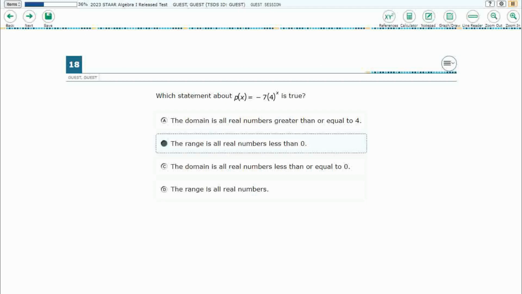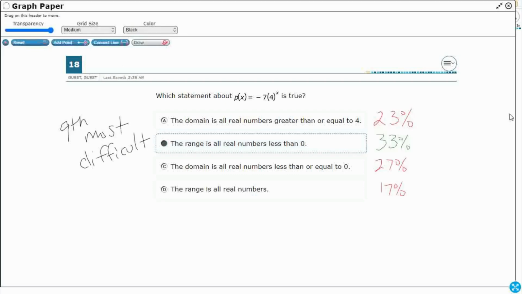The range is all real numbers less than 0, because 0 was the asymptote that the curve was approaching but never actually reaching. So let's look at our answers across the state of Texas. This was tied for the 9th most difficult. Look at that, just a third of the students got it correct. And look at this distribution. That's close to 1 out of every 4.